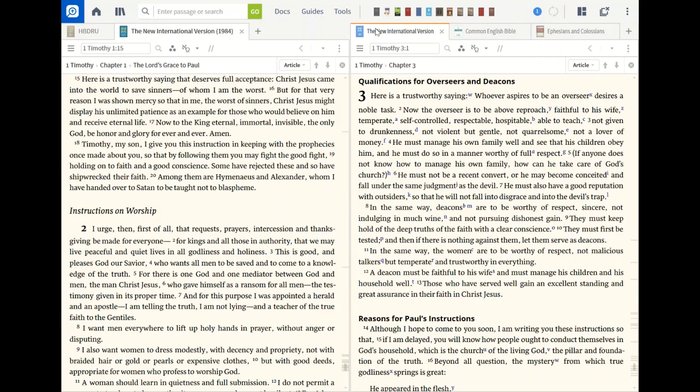Another position mentioned here is a deacon, a minister, if you will. We don't know if that's a deacon as in a Baptist church that has lay leaders, or probably a deacon in the sense of a local person who ministers in the community and may have some sort of quasi-clergy role. But deacons are to be worthy of respect, sincere, not indulging in much wine, not pursuing dishonest gain, and must hold the deep truths of the faith with a clear conscience. So again, another virtue list for this deacon.